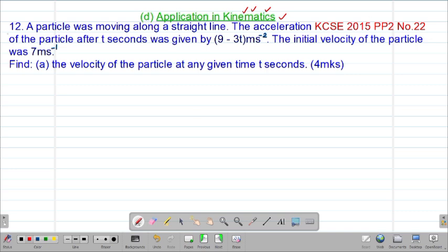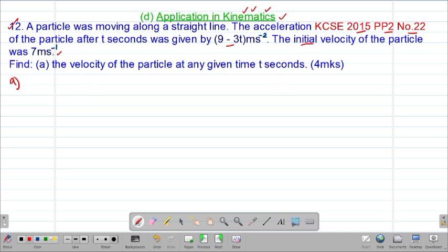So we are looking at our 12th example, which is a past paper question tested in 2015, paper 2, question number 22. It reads that a particle was moving along a straight line. The acceleration of the particle after t seconds was given by 9 minus 3t meters per second squared. The initial velocity of the particle was 7 meters per second. Find, part A of the question, the velocity of the particle at any given time t seconds.